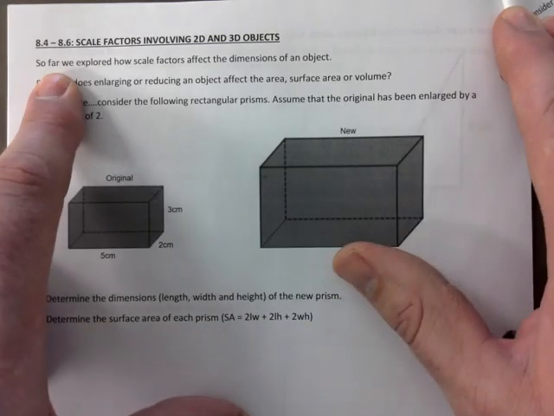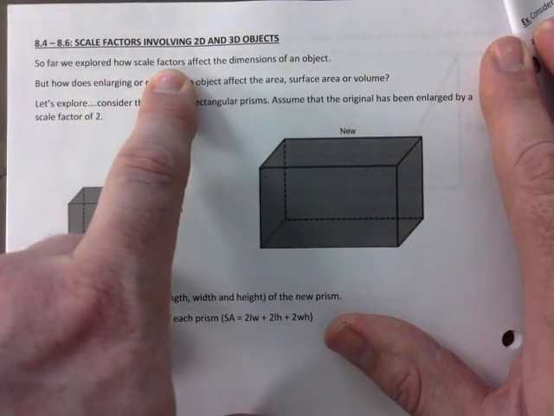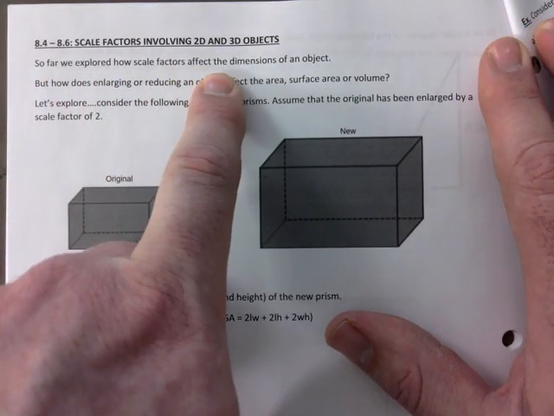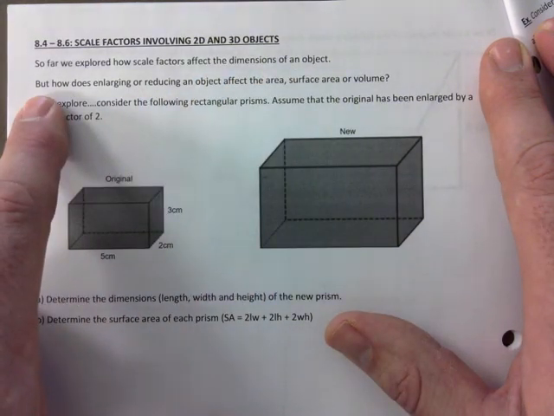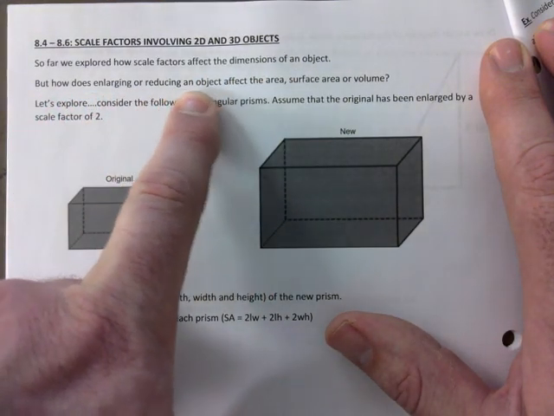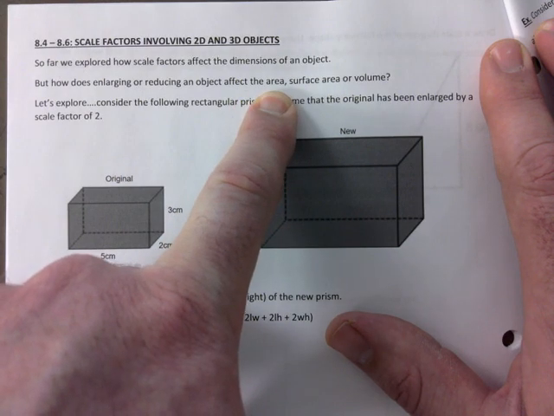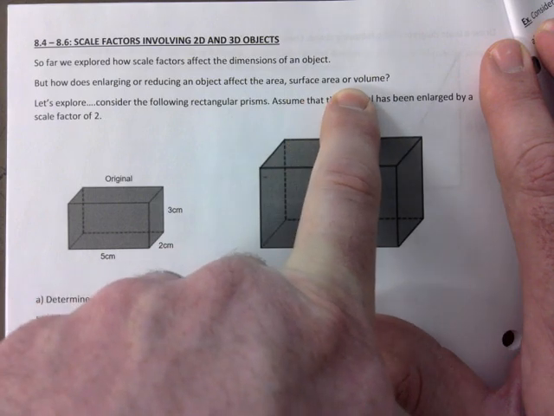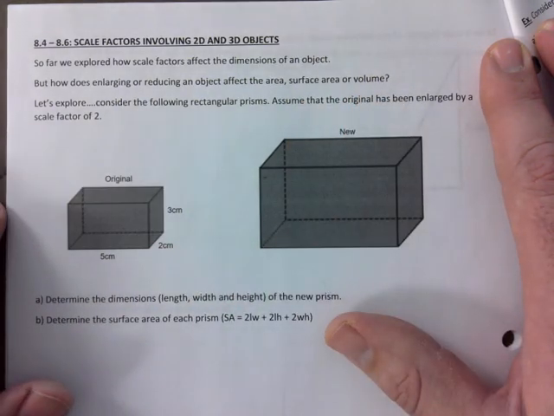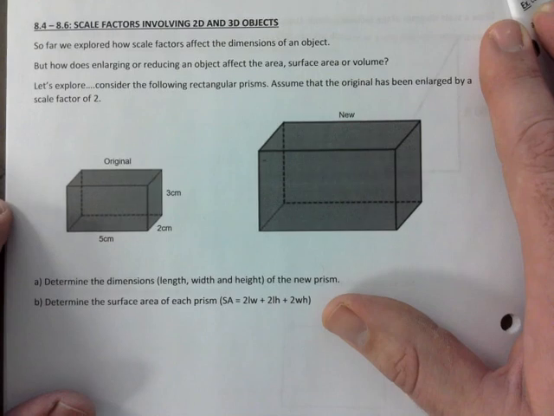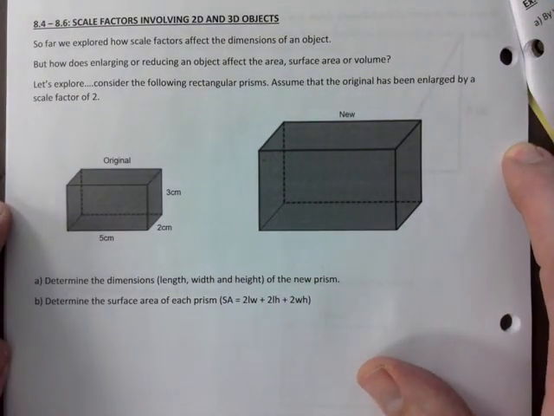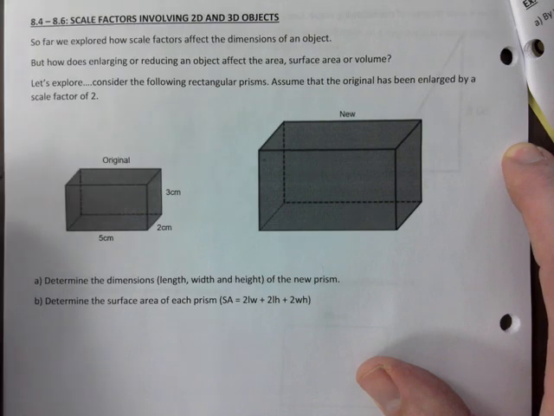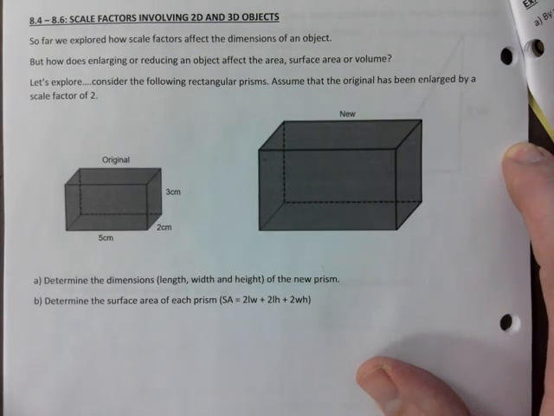And so far, we explored how scale factors affect the dimensions of an object. But how does enlarging or reducing an object affect the area, or surface area? That would be two-dimensional. Or how does it affect your volume? So we'll explore this a little bit. Maybe at some parts, I'm just explaining why this works. And then we'll actually use the formulas that I derive, okay?